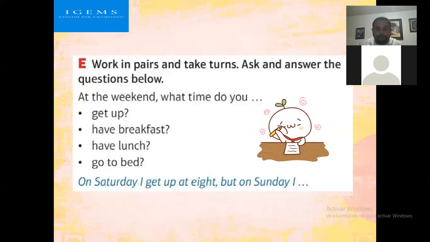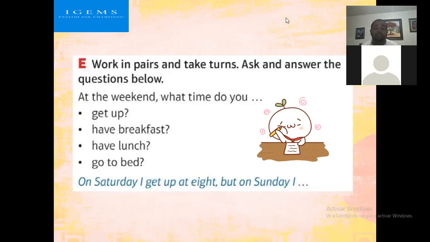At the weekend, what time do you get up? Okay, number one, at the weekend, what time do you get up? I get up at 8:00. And what about during the weekdays? At the weekday, I get up at 7:00. Okay, 7:00, nice. What time do you have breakfast? I have breakfast when I wake up. Okay. After I brush my teeth.